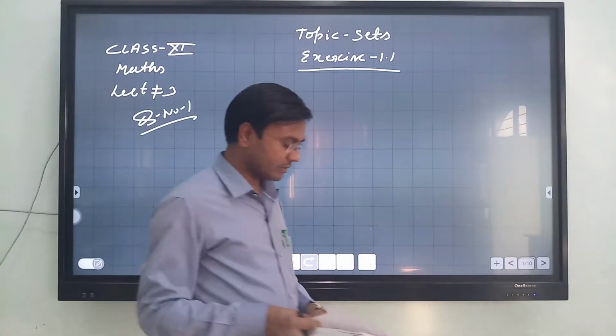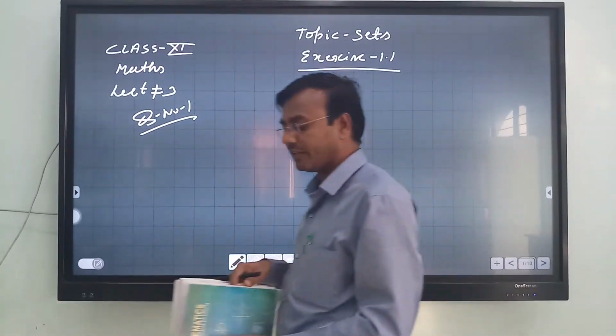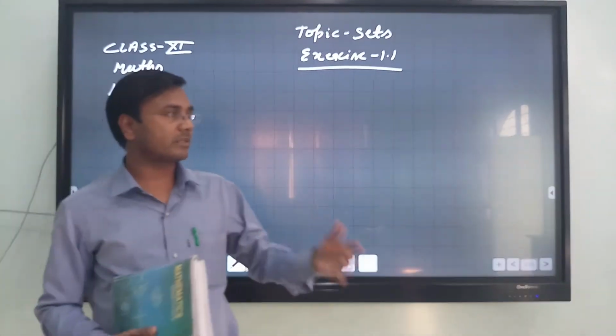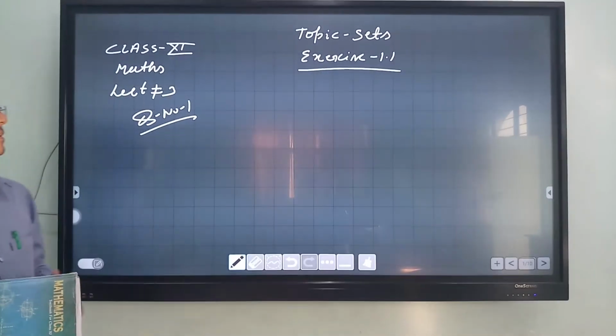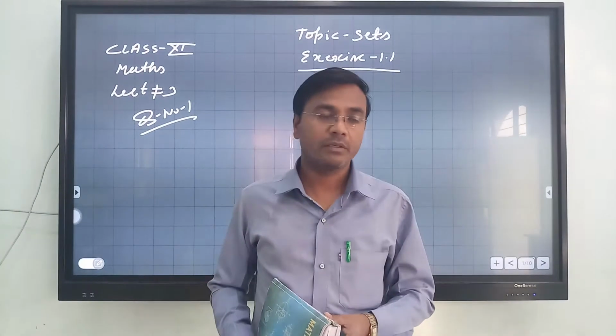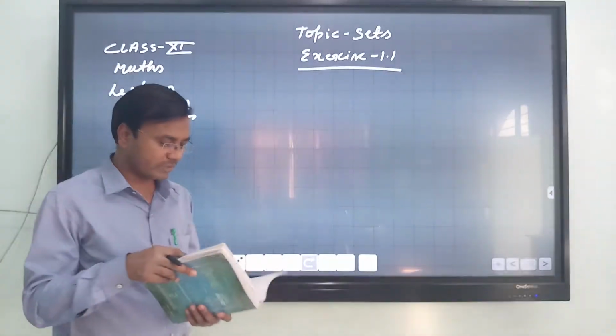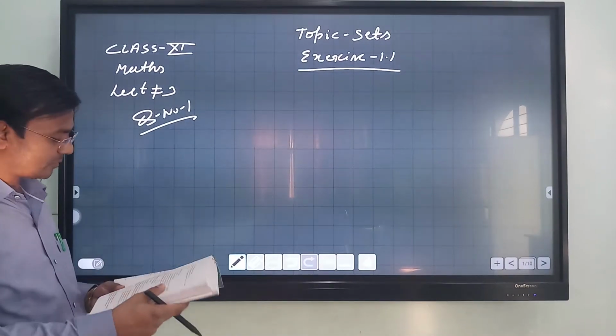Good morning, students. As we have discussed the concept of sets, a set is a well-defined collection of objects, and its presentation can be in roster form or tabular form, and the symbol epsilon means belongs to. Okay, so we are going to solve the exercise 1.1 problem. So look at the question number first.